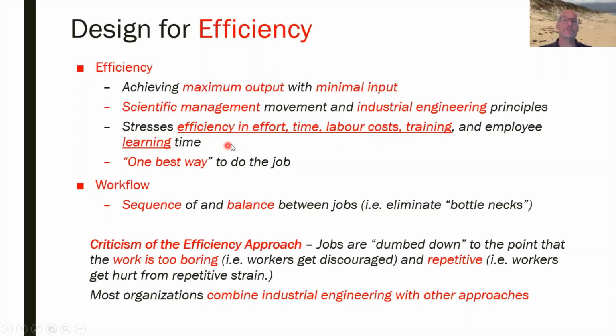All right, so again, you don't have to put a lot of other stuff in to prep people to do the job, because they only have to do one thing. And there's really one best way to do the job when we're talking about that on an assembly line. The workflow, the key there is a sequence and balance between jobs. So in order to do this, you've got to spend quite a bit of time making sure your workflow is perfect. You've got to coordinate.